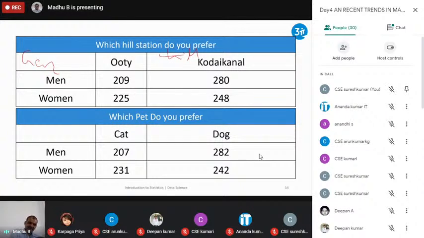I have another. This is example number 1. I have example number 2: pets and gender. I want to find whether there is a relationship between pets and gender. The variable gender and the variable pets, are they related? Are they independent or dependent? Whether there is a dependency between gender and hill station.